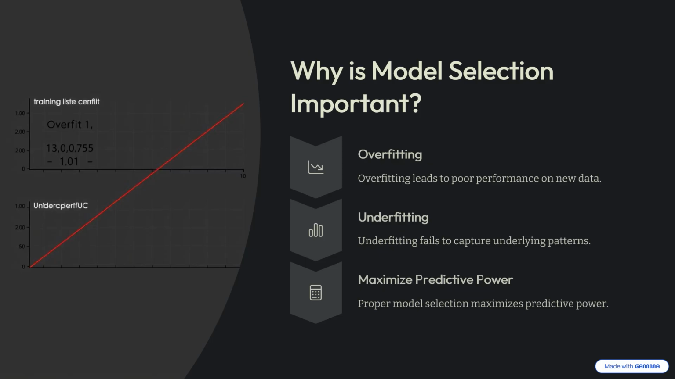Why is model selection important? Let's discuss why this process matters. Overfitting causes models to memorize training data and fail on new inputs, while underfitting means the model is too simplistic to capture patterns. Selecting the right model helps strike a balance, ensuring we capture patterns without noise. Ultimately, good model selection maximizes predictive power, which is the goal in most real-world applications.